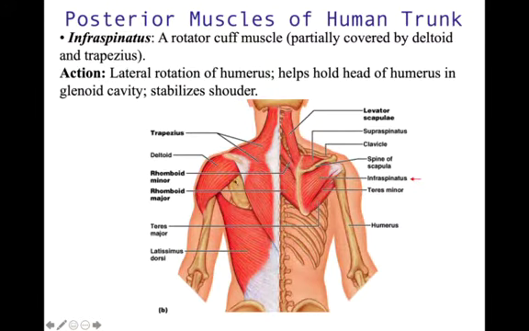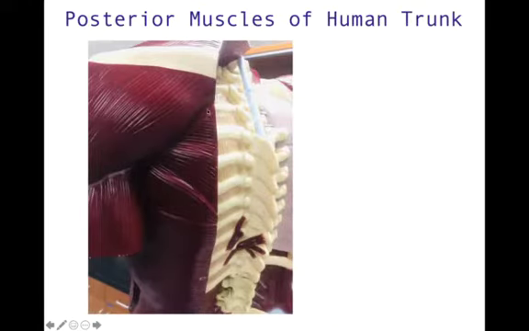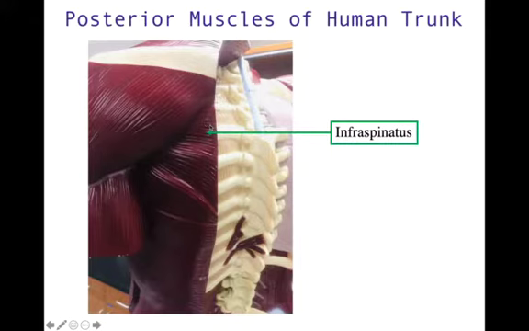All right, infra means below, so below the spine. This muscle right here is below the spine. This is the infraspinatus. The function of the infraspinatus is lateral rotation of the humerus. It helps hold the head of the humerus within the glenoid cavity, and it stabilizes the shoulder. So here's your spine, and below the spine we see this muscle right here. This muscle is the infraspinatus.